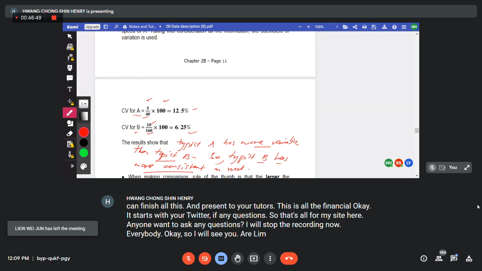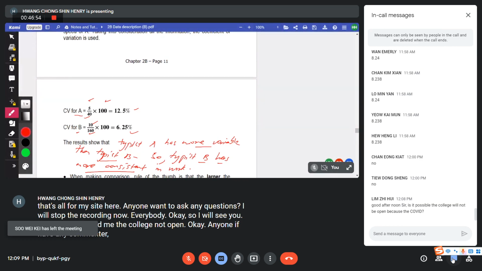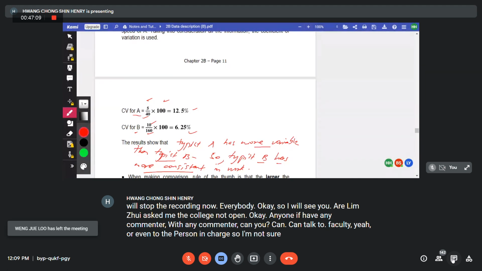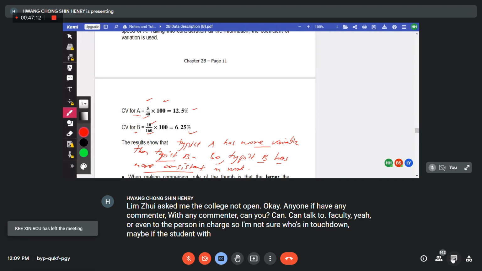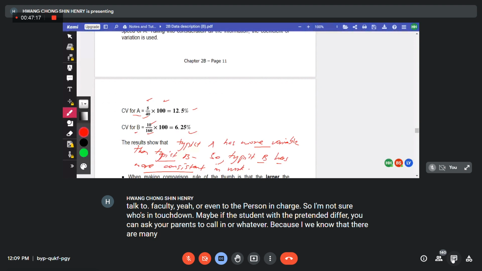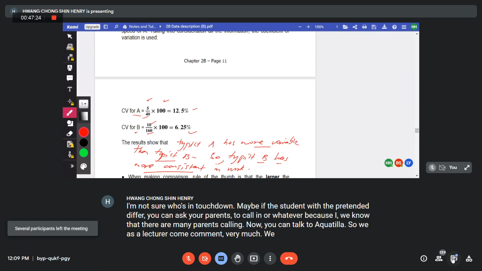Lim Zihui, you asked me about the college not opening. If anyone has any comment, you can talk to the faculty or even the person in charge. I'm not sure who is in charge now, maybe the student representative. You can ask your parents to call in, because we know many parents are calling in now. You can talk to the faculty. We as lecturers can't comment very much. We also have to follow.